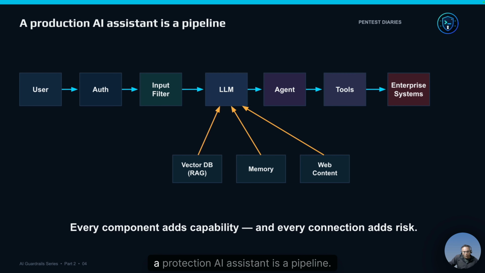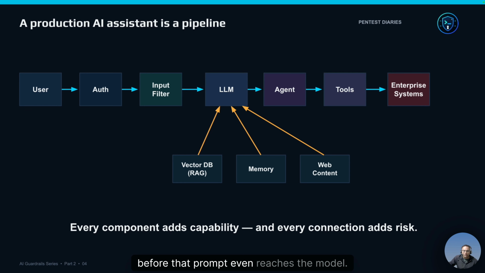A production AI assistant is a pipeline. The architecture shown in the deck includes the user, authentication, input filter, LLM, vector database, RAG, memory, web content, agent, tools, and enterprise systems. Now this starts looking much closer to a real enterprise AI application. Imagine you are using an internal AI assistant at a company. You submit a prompt.